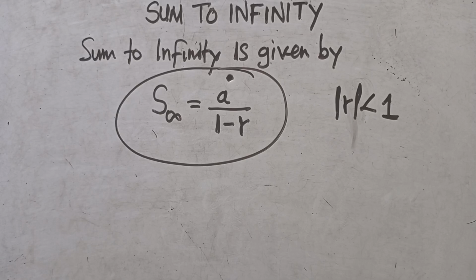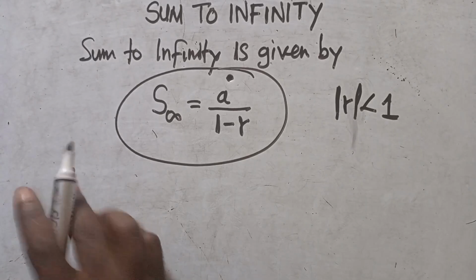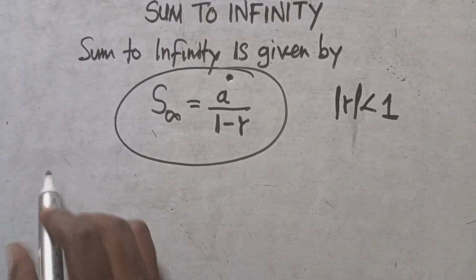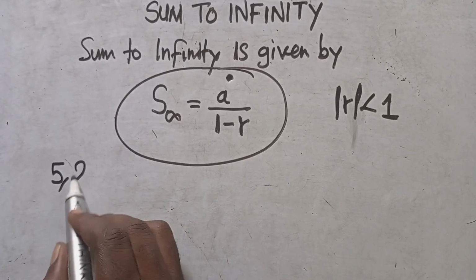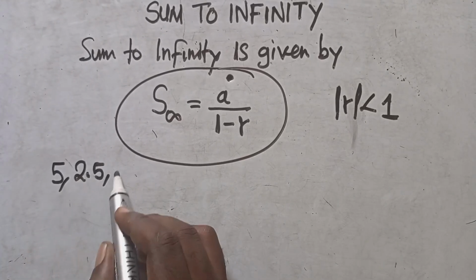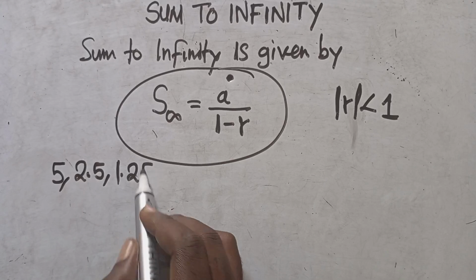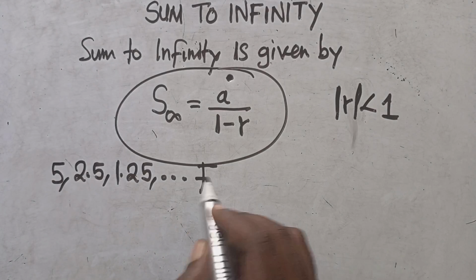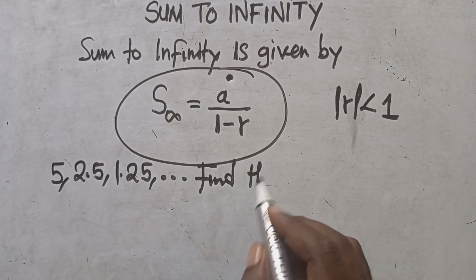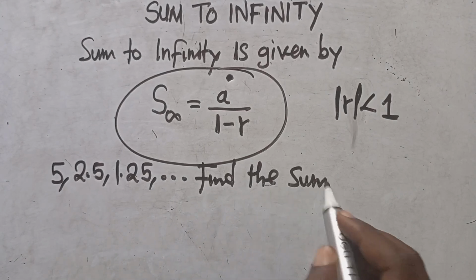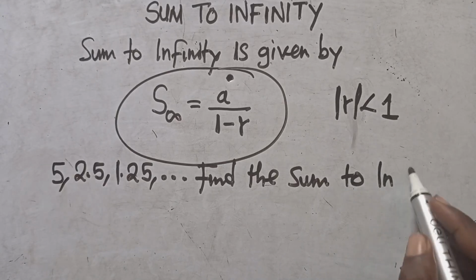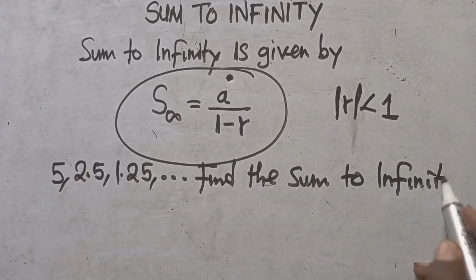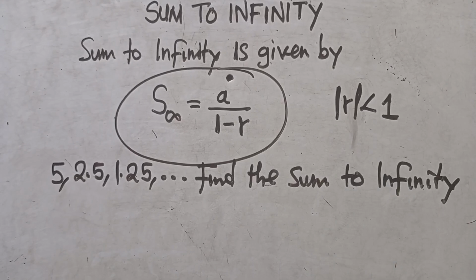In a case where you are given a series like 5, 2.5, 1.25, and it is just going like this, then you are told to find the sum to infinity. How can you find the sum to infinity?